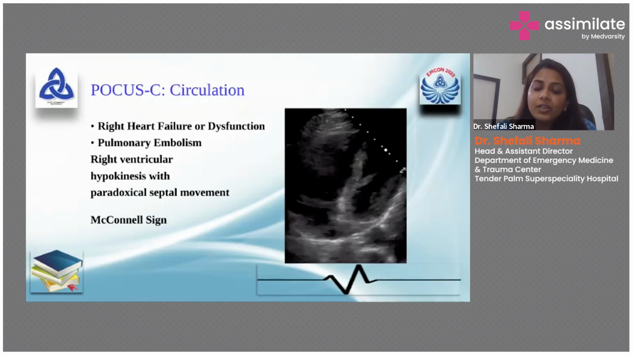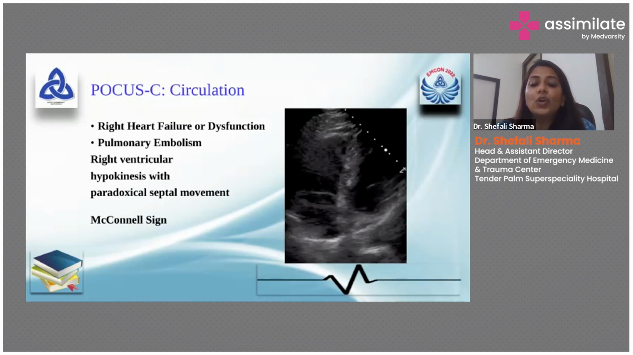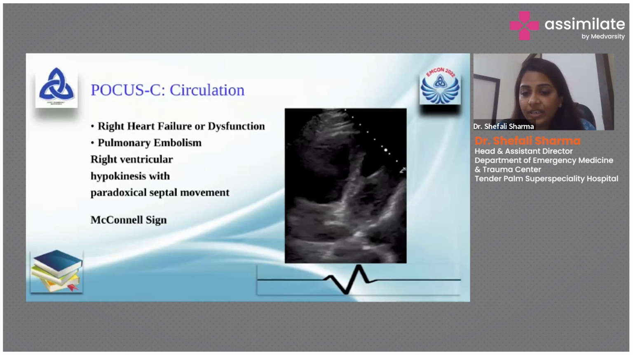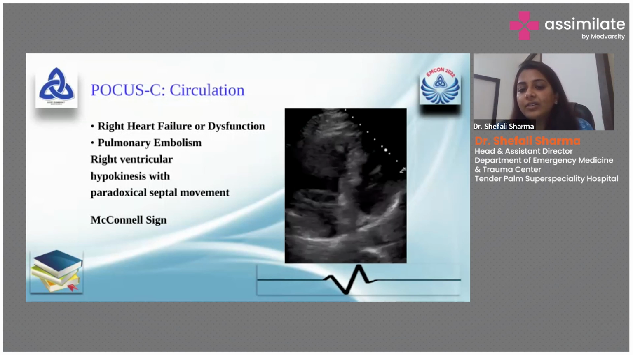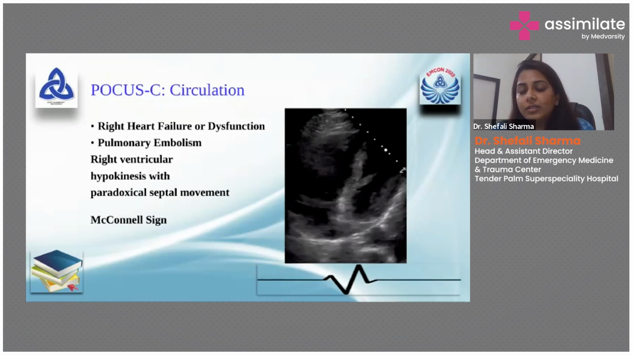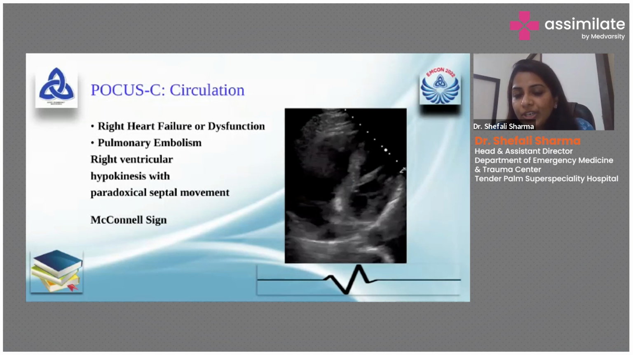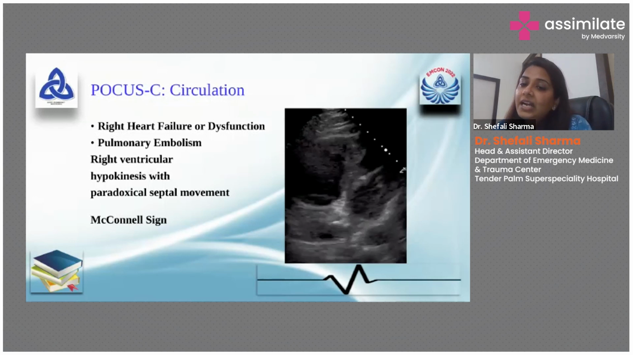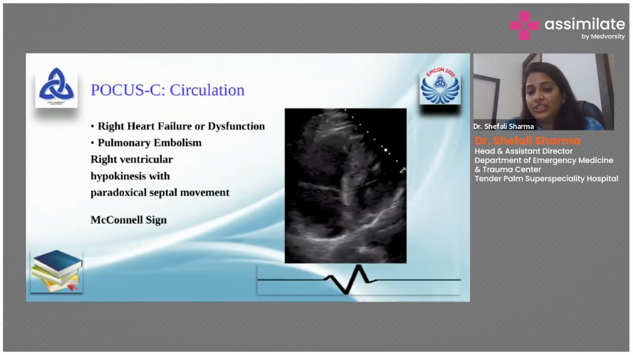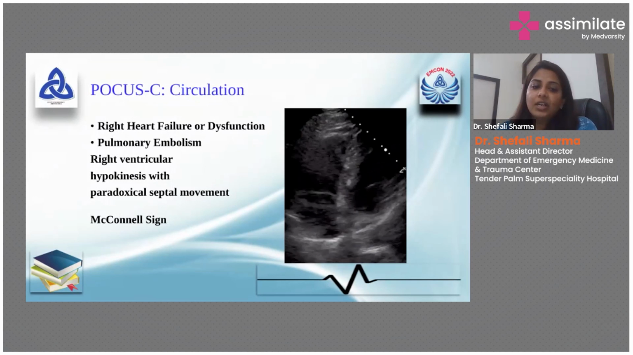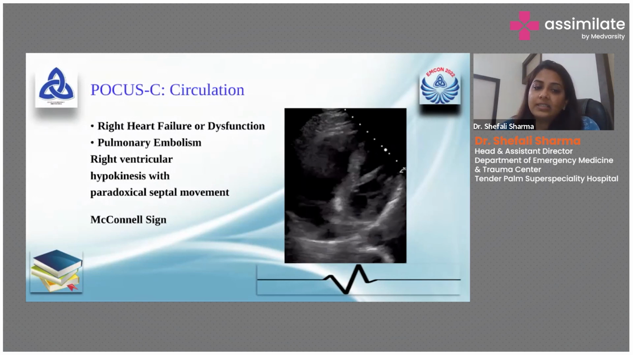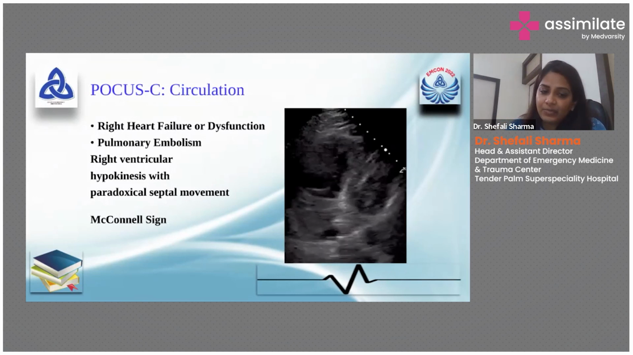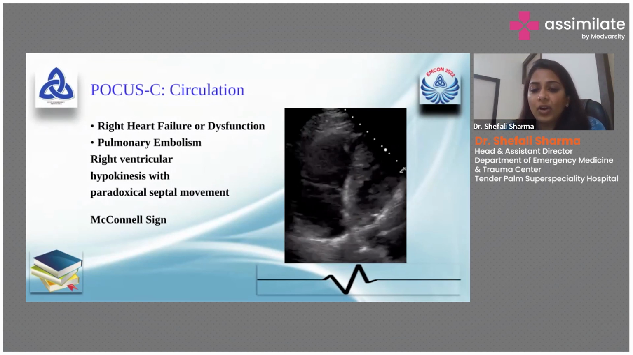After seeing that, you do an apical 4-chamber view. In the circulation part, you also need to comment on right heart failure, or the right ventricle. Generally the patient goes into cor pulmonale in COPD patients and in your PE patient, that is pulmonary embolism. The finding you get is right ventricular hypokinesis with paradoxical septal movement, also called McConnell sign.